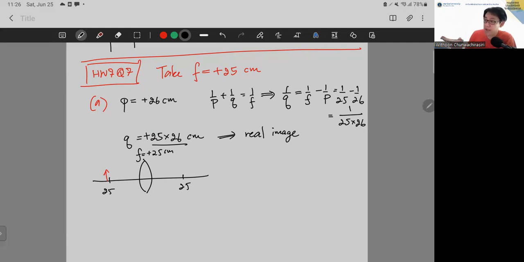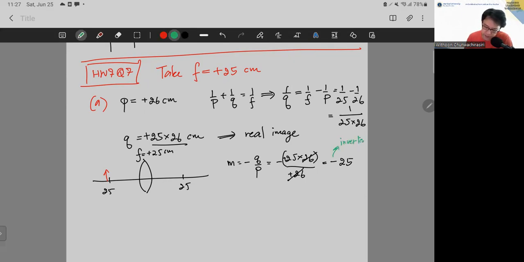So they want the magnification. So let's do the magnification. The magnification is negative Q over P. So it's going to be negative Q, 25 times 26, already taken care of the sign, over the P equal to 26. They're both positive, so let me put a positive sign on both. All right, 26 cancel, bam, bam. You get negative 25. So what does it mean? It means the image is inverted.